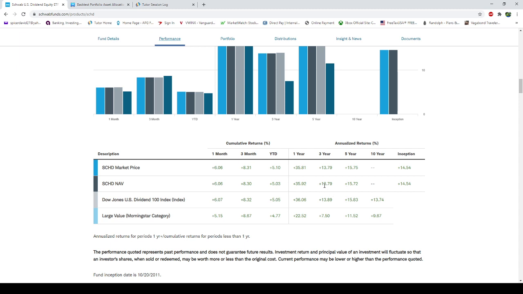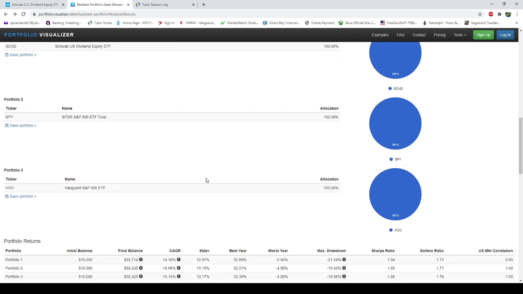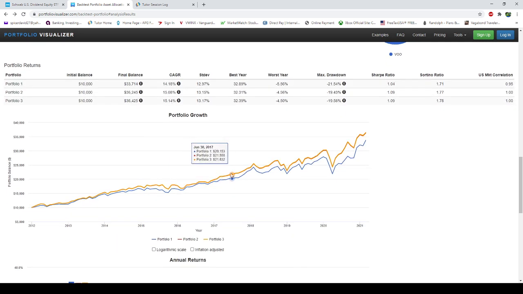The last thing we want to do is compare it to the market. How is it doing compared to the S&P? For that, we'll go to our backtest, and we'll have a few examples set up. We have our first portfolio, which is just SCHD, and our portfolio 2 and 3 are both S&P 500 tracking ETFs, one from Spider and one from Vanguard. So we'll go down and we'll look. Portfolio 1 is SCHD, and as we can see, after about 2013, it started to diverge slightly from the market. It is down compared to the broad market over a 9-year period.